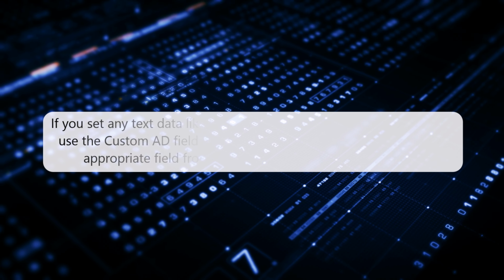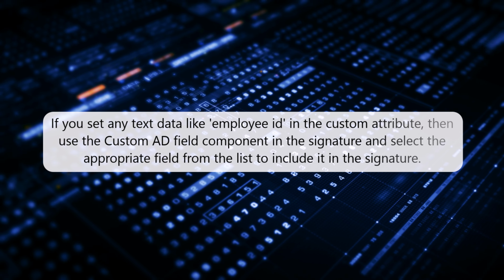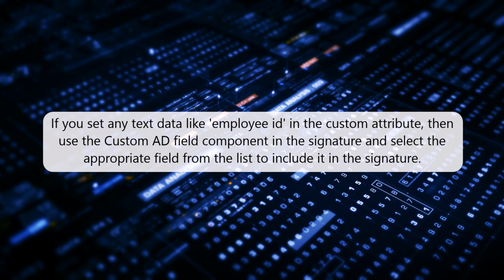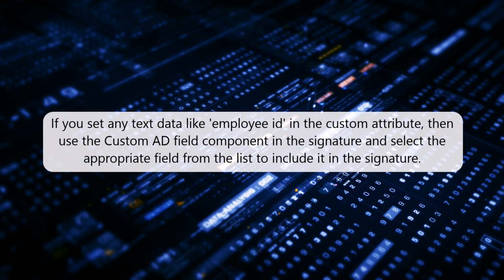If you set any text data like Employee ID in the custom attribute, then use the custom AD field component in the signature and select the appropriate field from the list to include it in the signature.